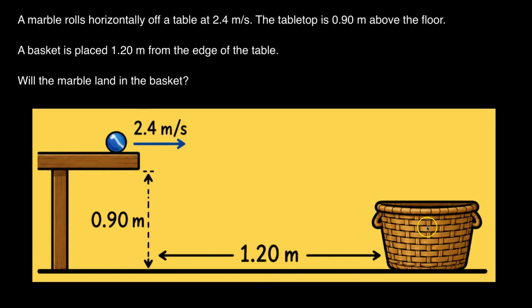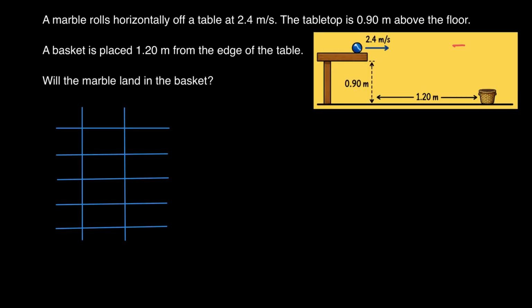You'll notice that this basket has some height, and we'll take that into consideration in a little bit. But before we do that, let's see if we can solve the same problem for a small basket with a very small height. And so we're going to make that height negligible compared to the height of the table, and then later we'll take into account the height of the basket. For right now, we just want to see if this ball will land at 1.2 meters away from the table.